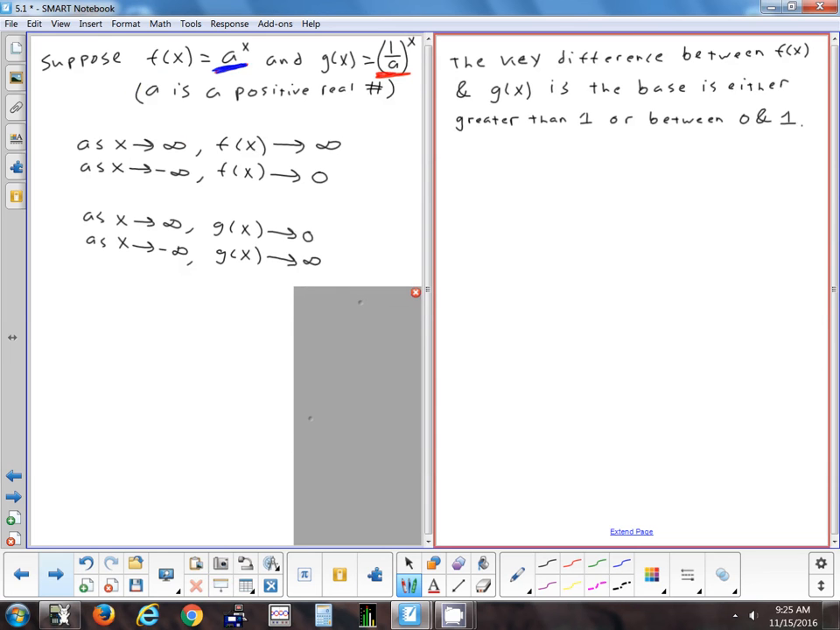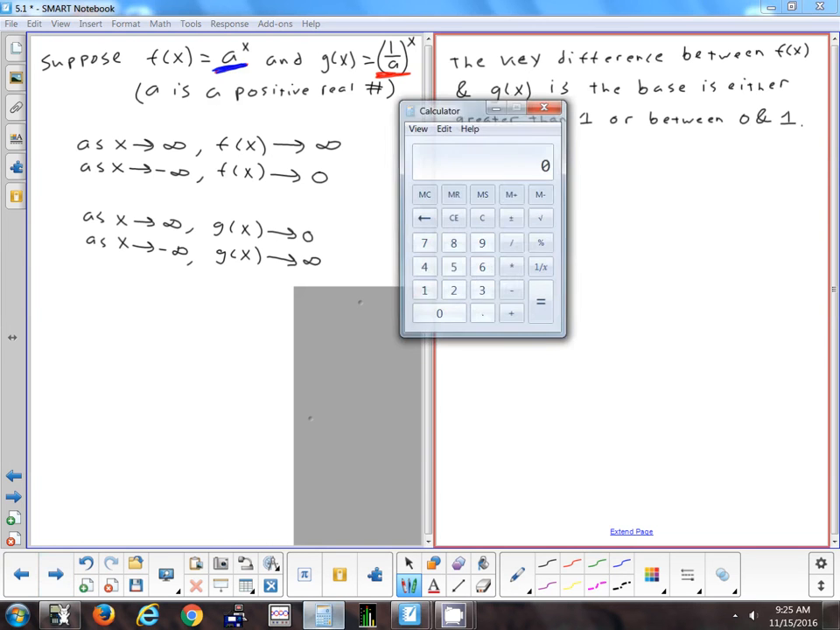Okay, now the key difference between those two functions is basically whether the base is greater than 1 or between 0 and 1. If you have a base greater than 1, that's when you get the growth. Take a number in your head like 2 and keep multiplying it by itself. It's going to grow. Right? Take a number between 0 and 1.